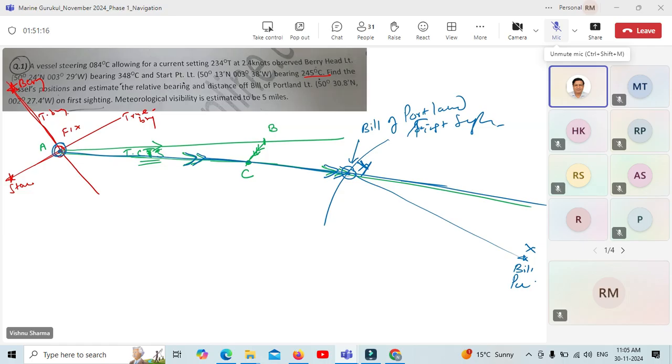Then what is he saying? A relative bearing. Now guys, relative bearing will be what? You can get the true bearing here. You know the CTS true and you can get the relative bearing. Yes or no? Am I right? Or you can say, suppose my CTS is like this, then this is the relative bearing on the starboard bow. Yes or no? If it is on the other side, it will be on the port bow. I don't know where Bill of Portland is.